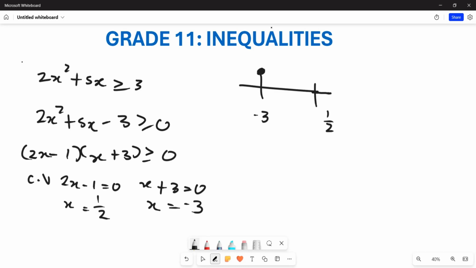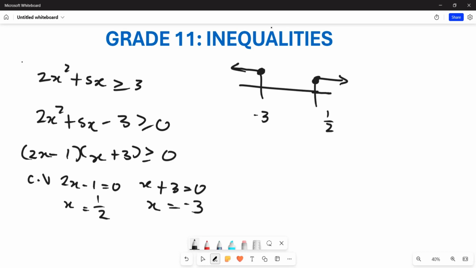Remember, there's an inclusion sign, which means your circles here must be shaded, right? So this is going to be moving in this direction. Look at me, right? This is going to be moving in this direction, or this one is going to be moving in this direction. Once again, so basically that is going to be that.